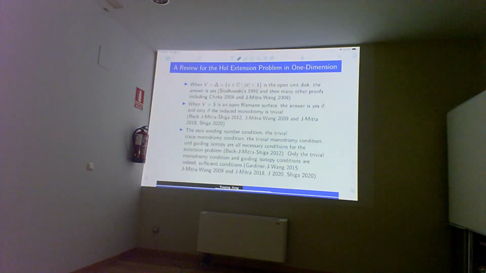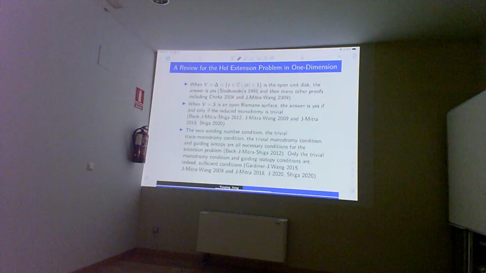But another thing is for V equals S, an open Riemann surface, not simply connected. Then the answer is yes if the induced monodromy is trivial. I'm not going to tell you what the induced monodromy is. But this one is first the monodromy induced by this holomorphic motion, given by the Chen, Jiang, Mitra, Shiga paper in 2012. Also in my paper with Mitra and Wang, and Shiga has another paper.